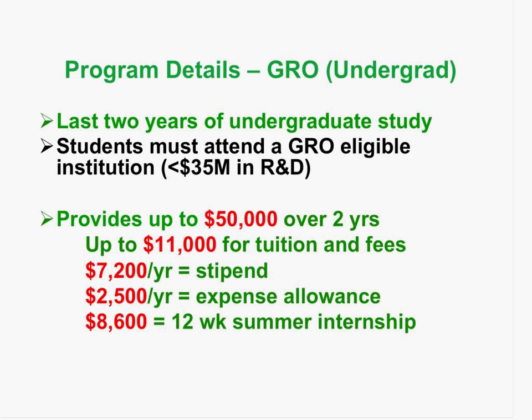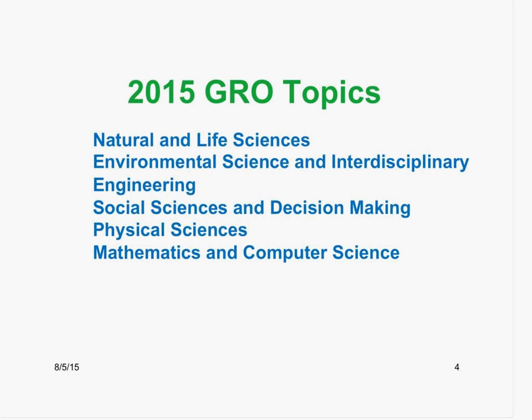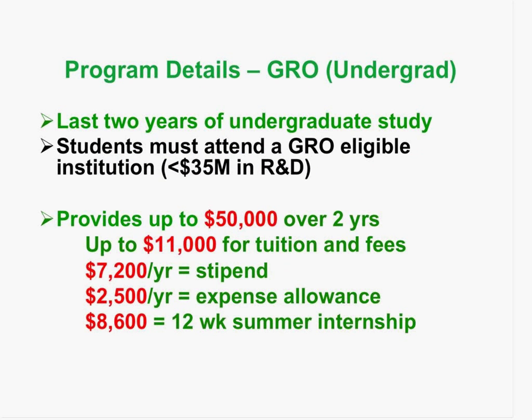Moving on, there you see the financial breakdown. If you could go to slide 3 quickly, the breakdown for the undergrad program: for those 2 years, you could receive up to $50,000 for tuition, stipend, and expense allowance. The highlight of this fellowship is the built-in 12-week summer internship at any EPA facility of the fellow's choice.